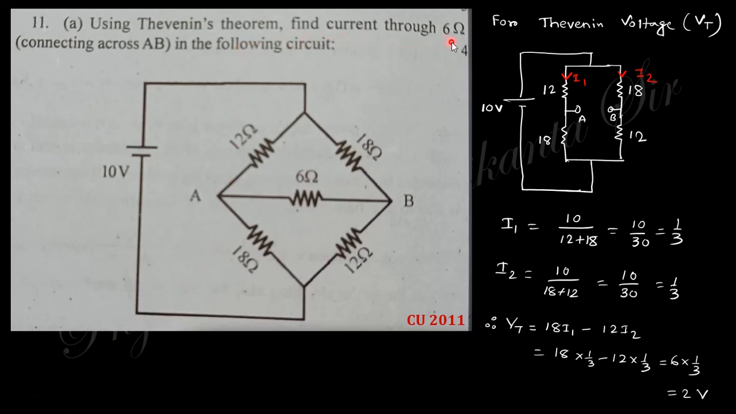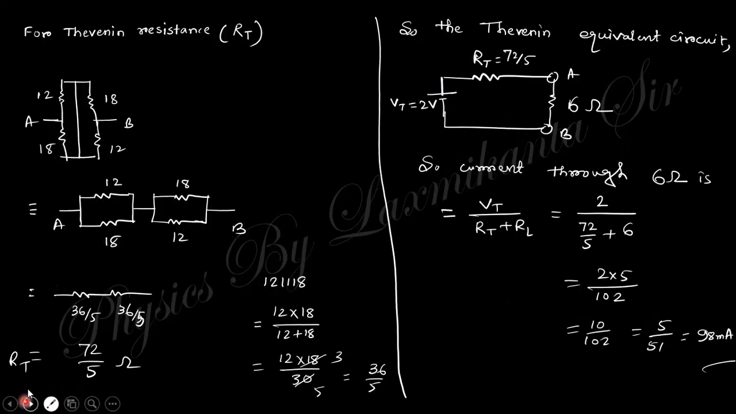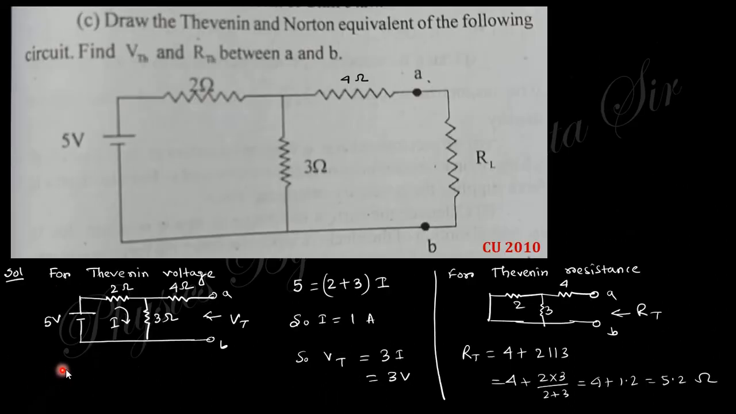Next question. Using Thevenin theorem, find the current through the 6 ohm resistor. I think you understand this question, which we already discussed just before. With the given values, the process will be the same. You just check the answer. This is the Thevenin resistance and this is the Thevenin voltage, and the current will be like that. The process will be the same as discussed.